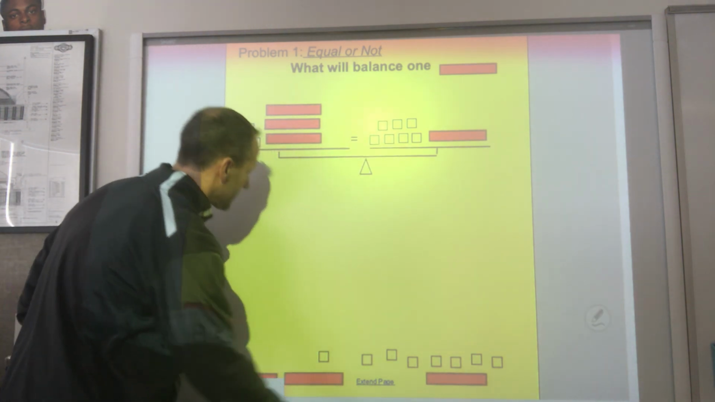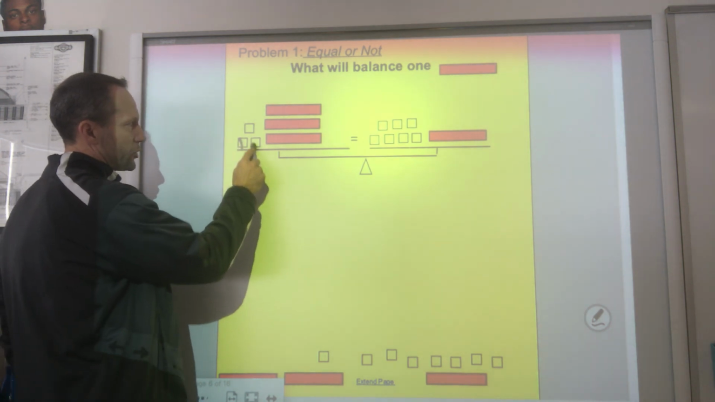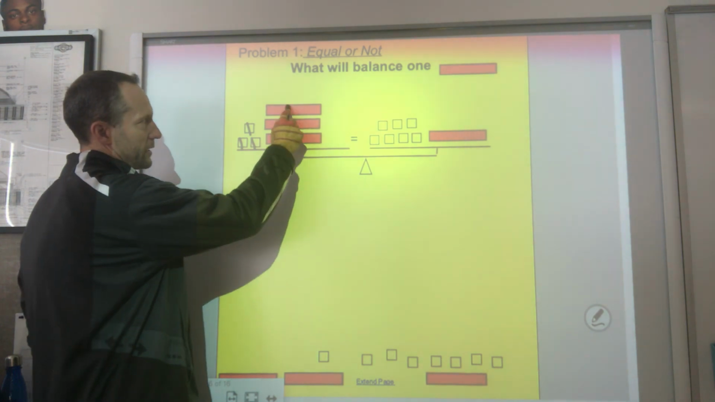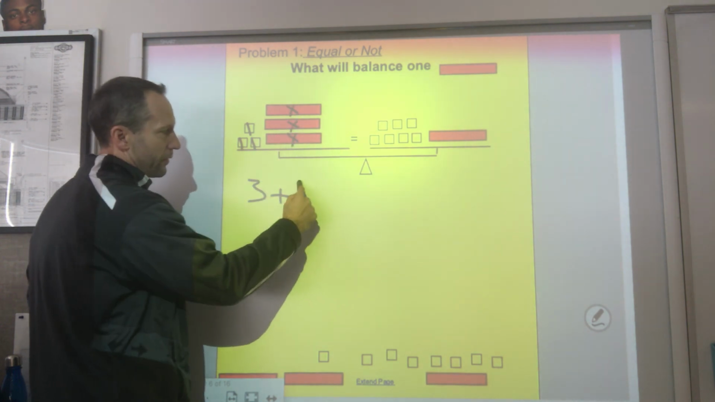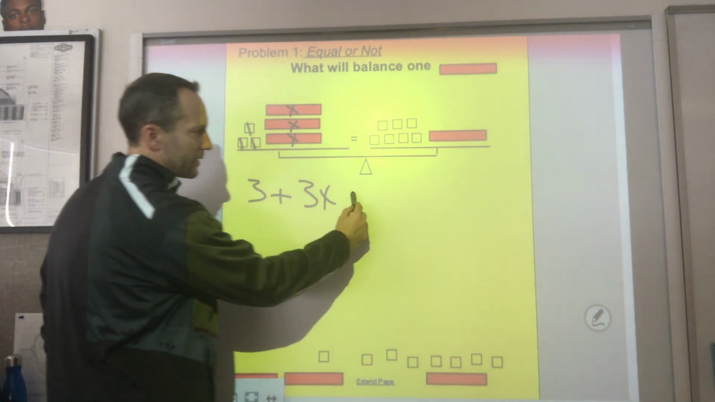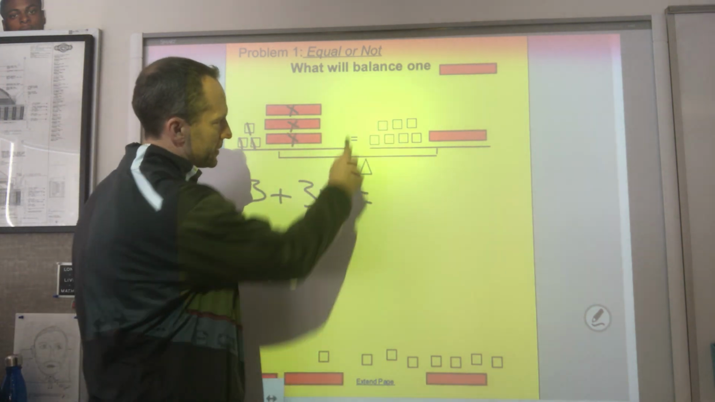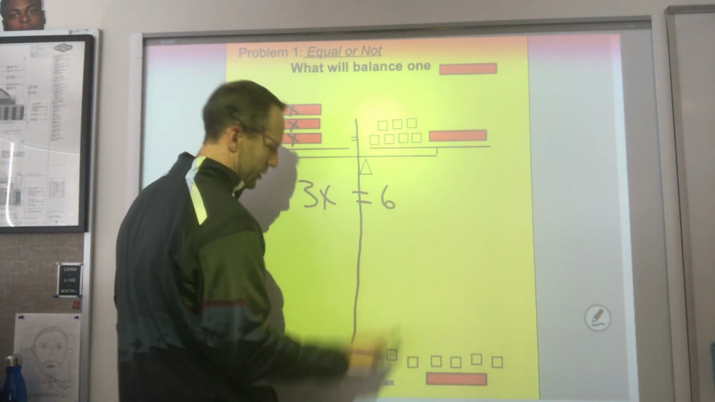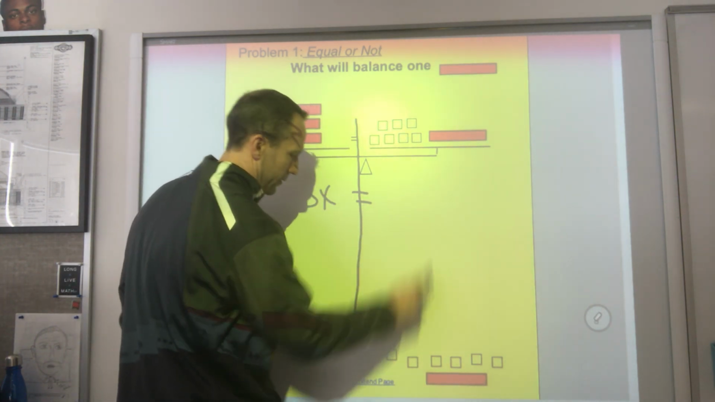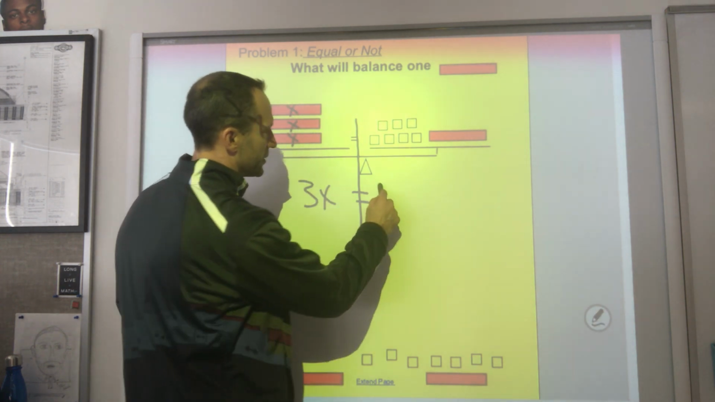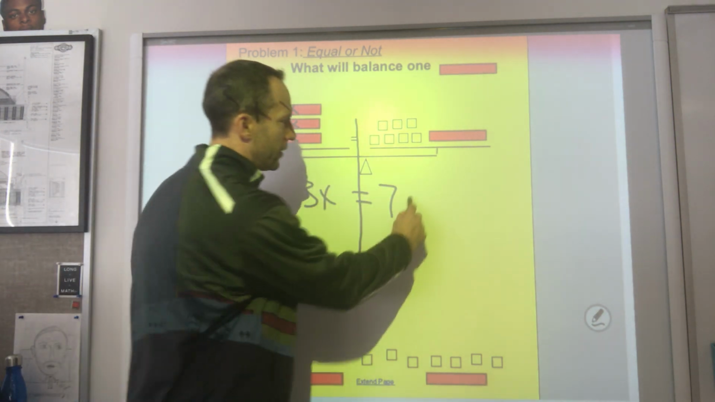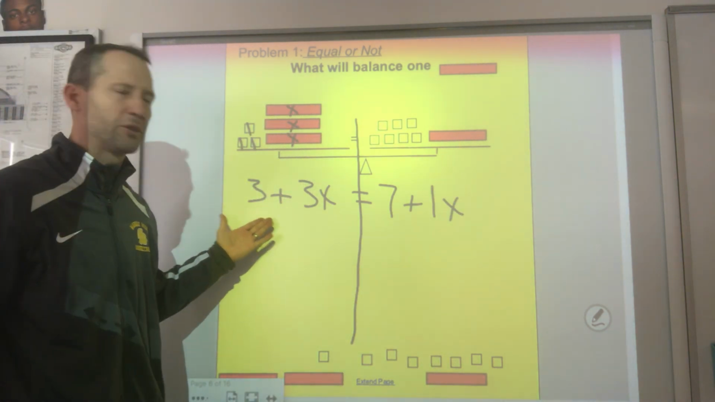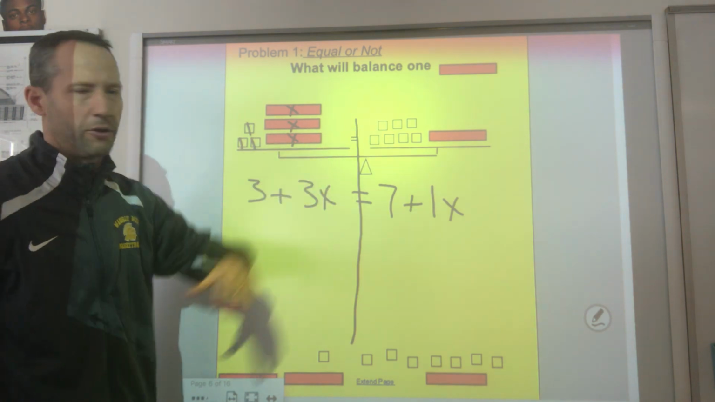So again, over here I have my 3 squares, and each one of those is worth 1, so there's my 3, plus each one of these rectangles is an x, so I have 3x. Because it is balanced, I can say that it's equal, and over here I have my 6 squares. Actually, I don't have 6 squares. I believe I have more than that this time. What do I have here? I have 7 squares, okay? And I have my 1 rectangle.